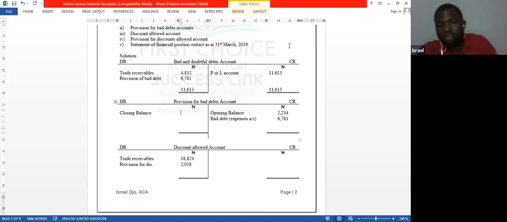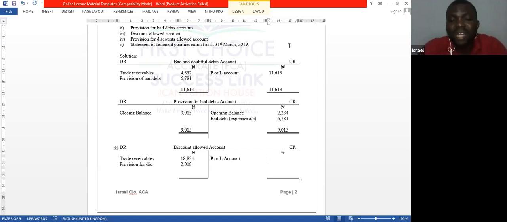Now the addition of the two together, which is 2,234 plus 6,781, will give us a total of 9,015. So our total here will now be what? 9,015. Here also will be what? 9,015. We have closed that ledger. Then we move to our discount allowed. Our discount allowed is an expense account. So you close the account to the profit or loss account.